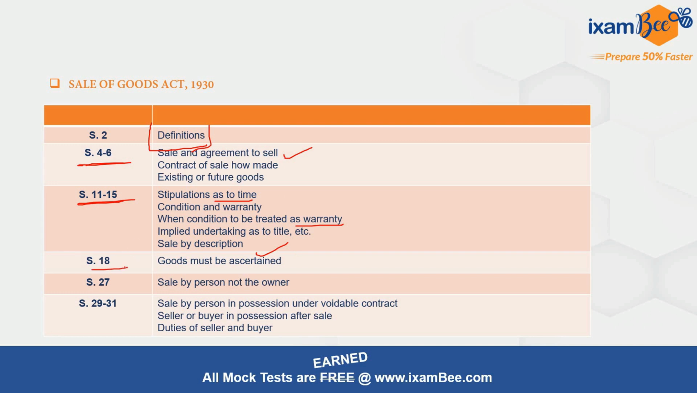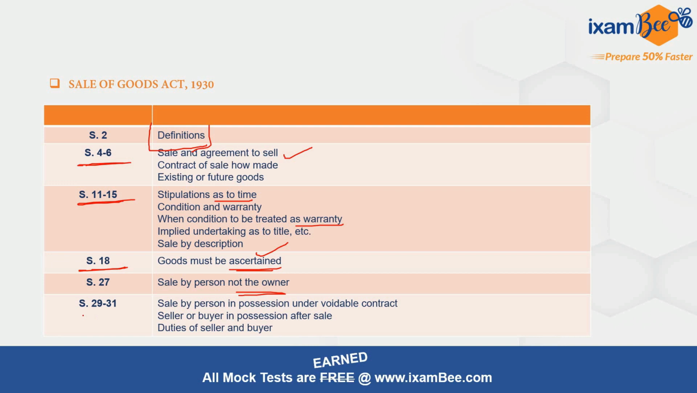Then section 18 hamara important hai which is talking about goods must be ascertained, with respect to the ascertainment of the goods and all the provisions have been contained. Then sale by the person who is not the owner, so what are the provisions with respect to any sale which is made by a person who is actually not the owner of that particular good and all the related aspects have been covered under section 27.